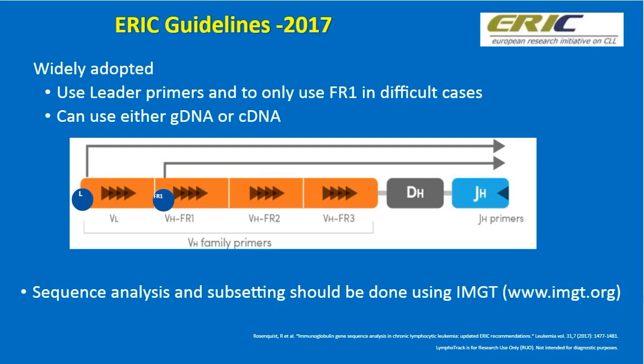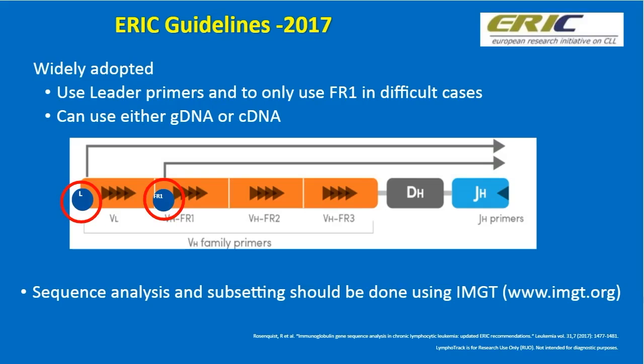The original guidelines recommend using leader sequences from the variable region. The reason is that it can provide longer or full sequences starting from the joint region. In addition, this sequence may be less prone to other mutations that may affect the binding of the primers at the framework 1 region. So they recommend using mostly leader primers, but using FR1 targeted primers in difficult cases. And we can use genomic DNA or cDNA as a template.